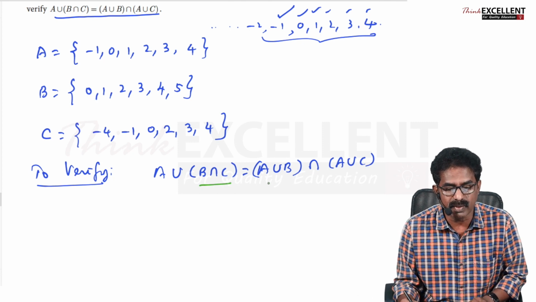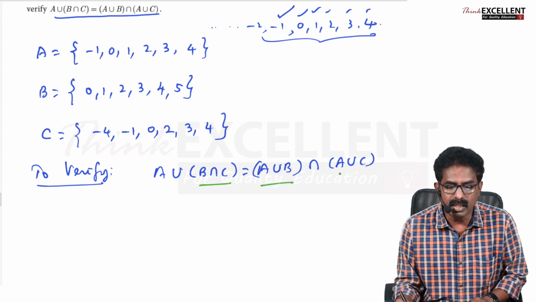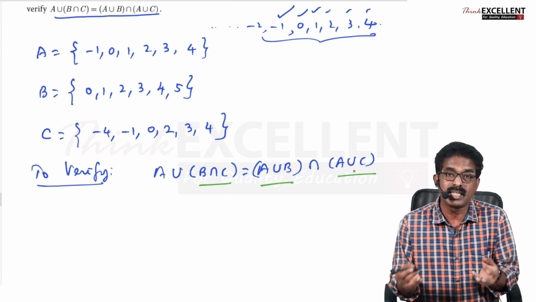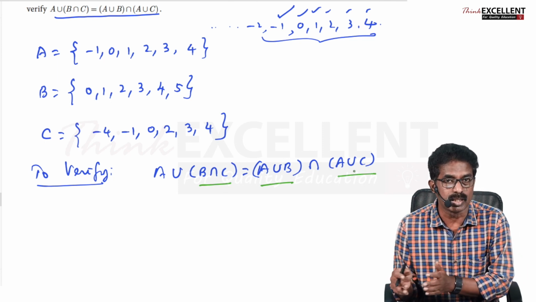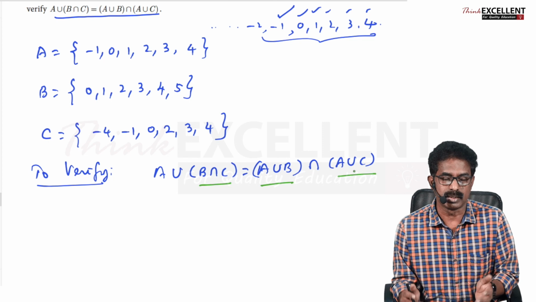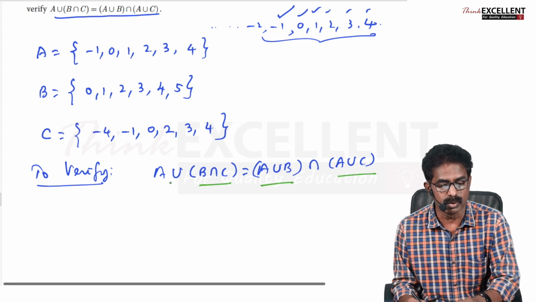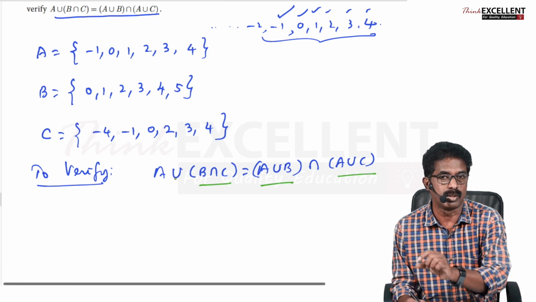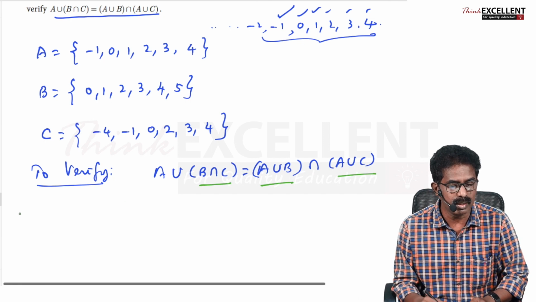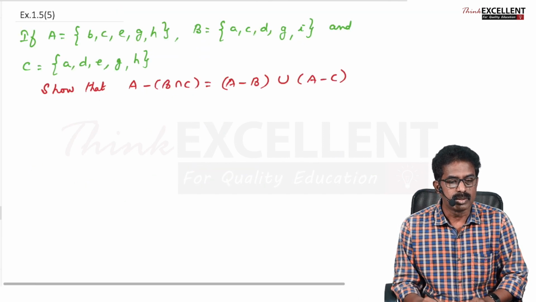Then to find the RHS, first you find A union B. Then you find A union C. Then take the intersection of those two. That answer you take as 2. Both 1 and 2, you can see both are the same. So from 1 and 2, write the conclusion. You write the statement and say it is verified. Okay. Look at the next question.